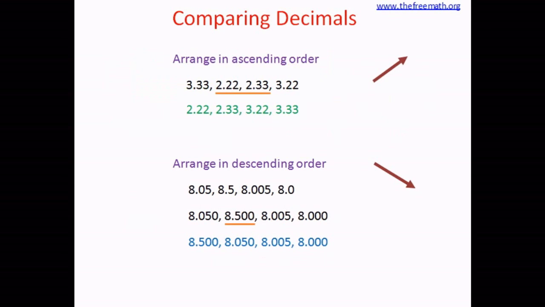Now what I'm going to do is remove these extra zeros that we added before, and it would look like this. Instead of 8.0 it can also be written as 8.